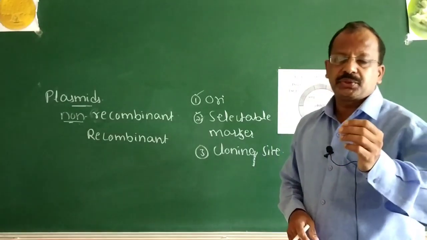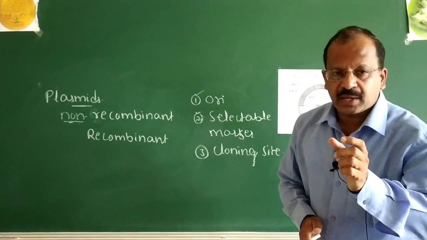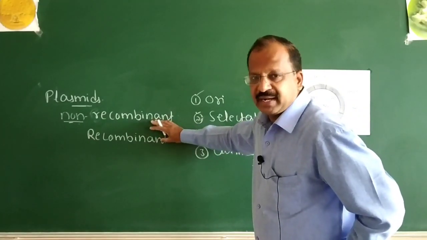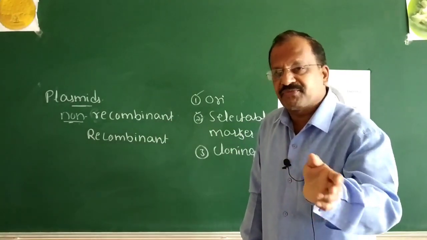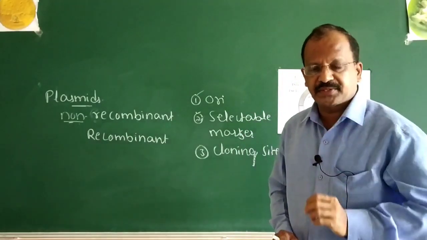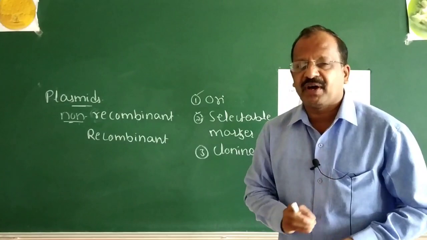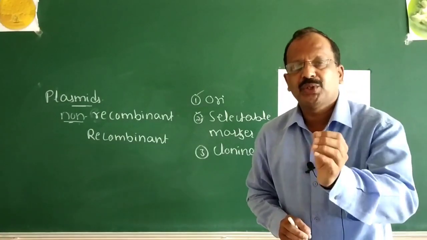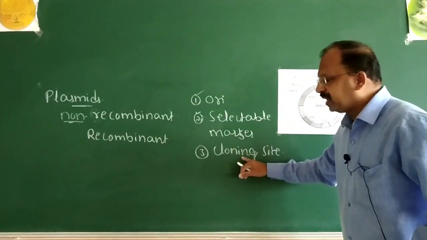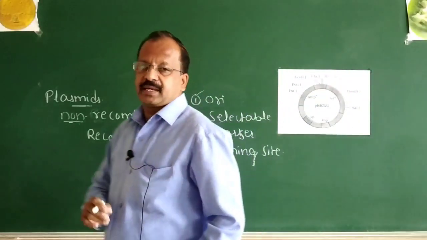I will introduce two techniques, how they identify recombinants from non-recombinants, or transformants from non-transformants. Two simple techniques which help to identify the recombinant from non-recombinant. Followed by that, I am going to introduce cloning site. Okay, now take care of this matter.